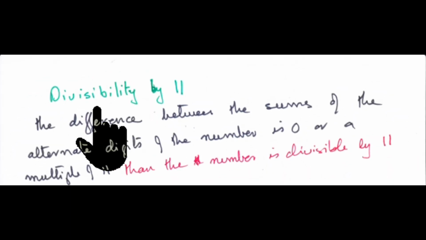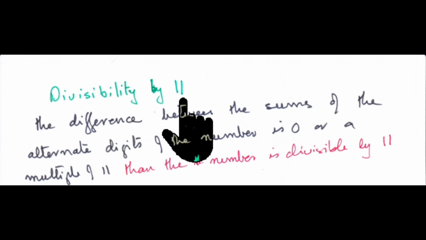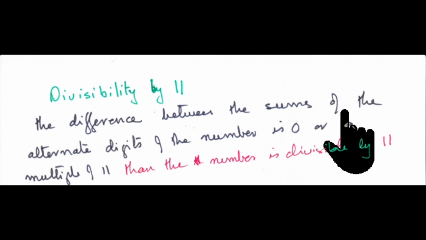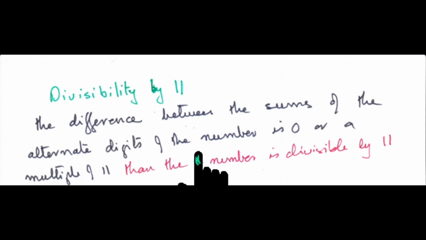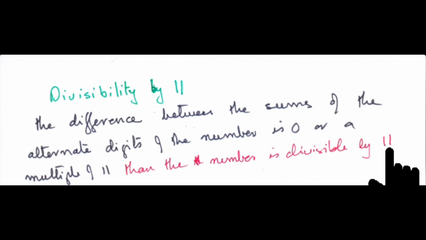Now we have a challenging one, that is divisibility by 11. It says if the difference between the sums of the alternate digits of the number is 0 or a multiple of 11, then the number is divisible by 11.